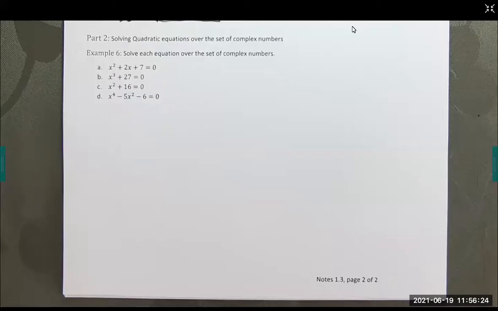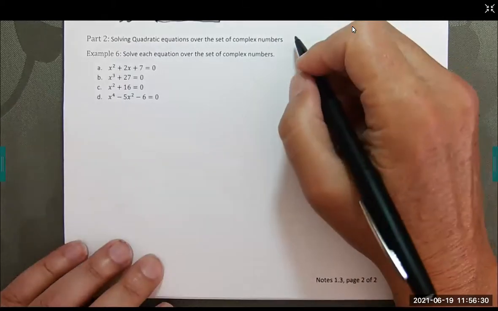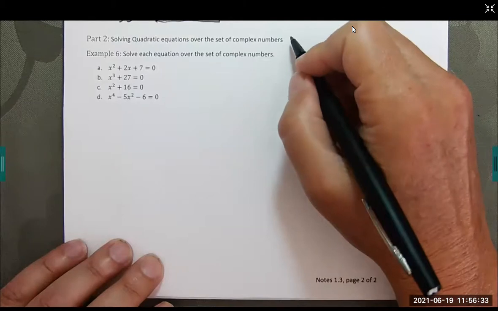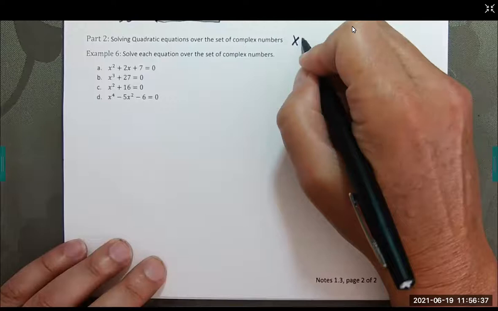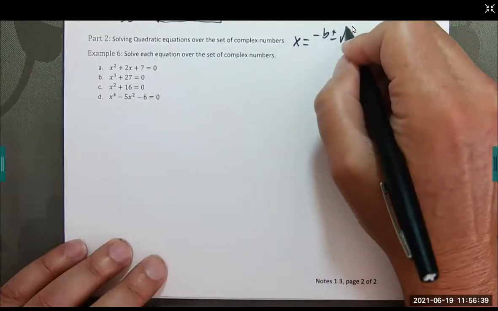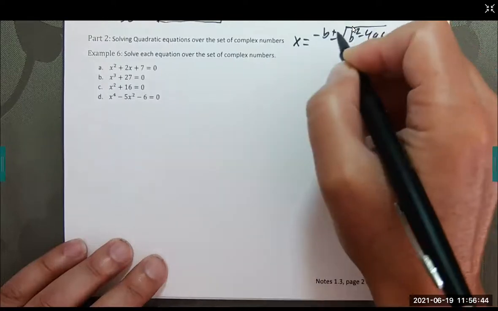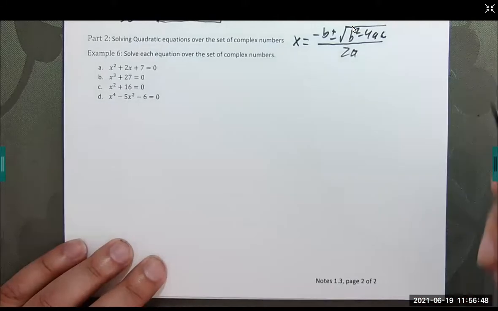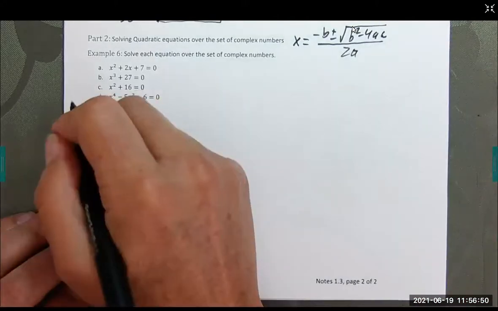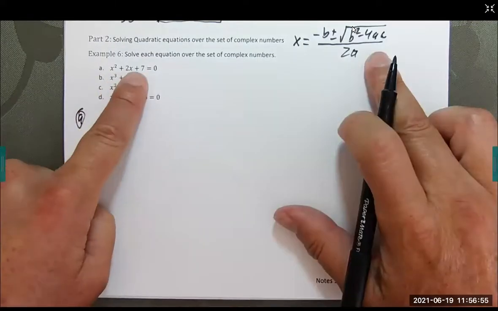All right, so for part A, we're going to use the quadratic formula. Just to recall, a in the formula is 1, b is 2, c is 7.